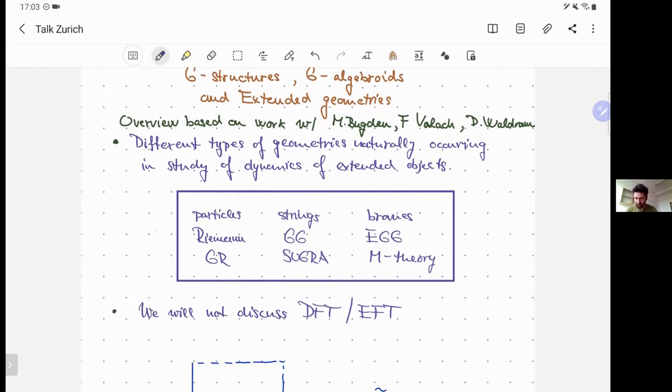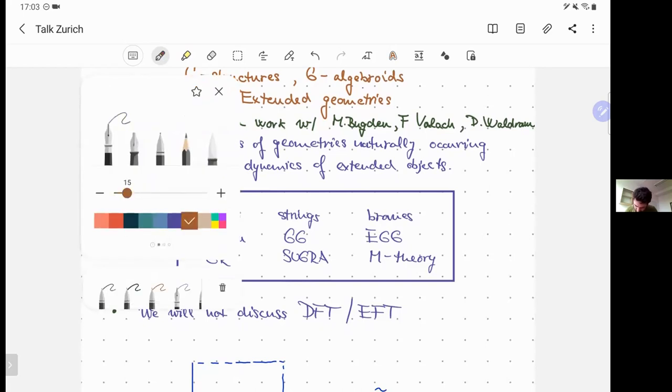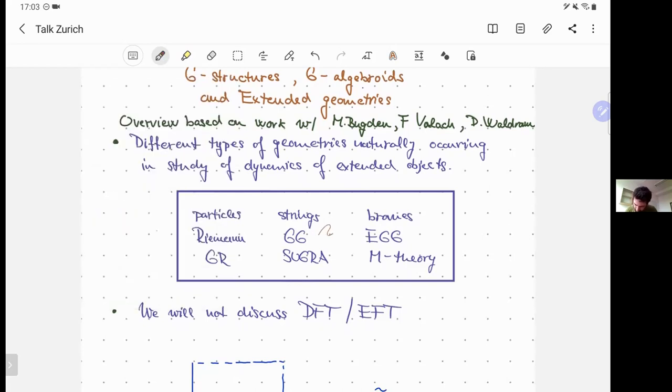One of them I denote by GG. Oh, do you see my cursor? It's really small, but I guess I should maybe choose some color and point towards stuff.